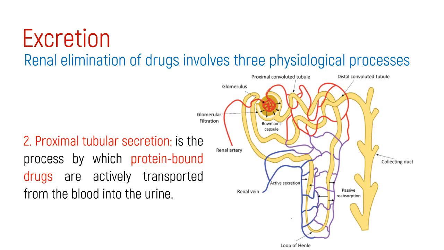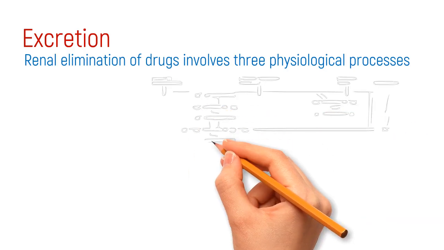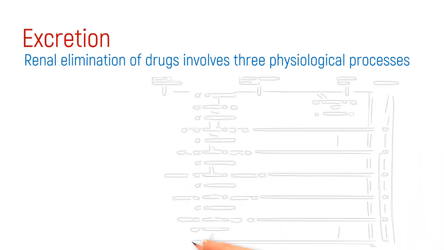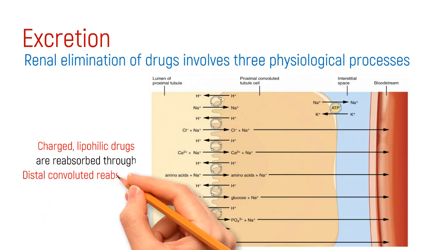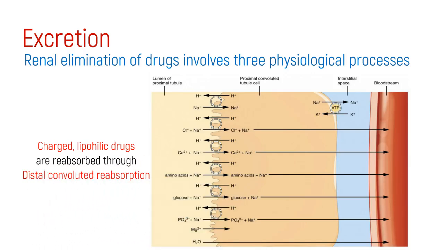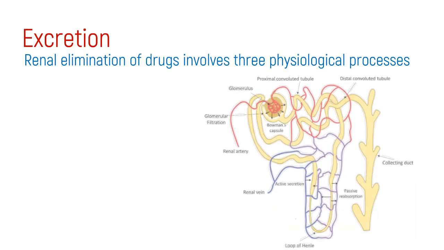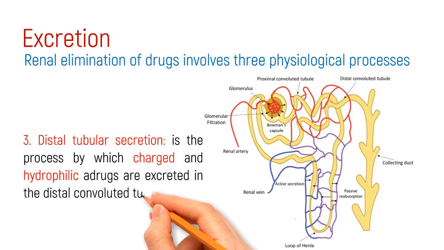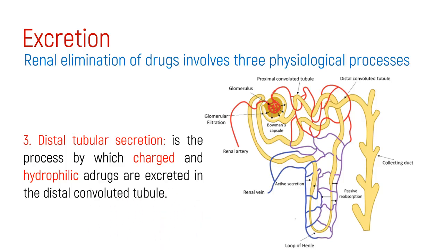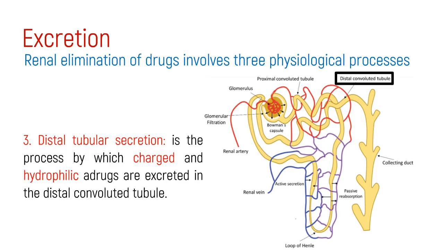As drug moves toward the distal convoluted tubule, its concentration increases and exceeds that of the perivascular space. The drug, if uncharged, may diffuse out of the nephron back into the systemic circulation in a process called distal convoluted reabsorption. While if a drug is sufficiently charged and hydrophilic, it may be excreted through a third mechanism known as distal tubular secretion. This process involves the active transport of such drugs from the blood into the urine within the distal convoluted tubule. Finally, we have covered the pharmacokinetic processes that occur after drug administration.